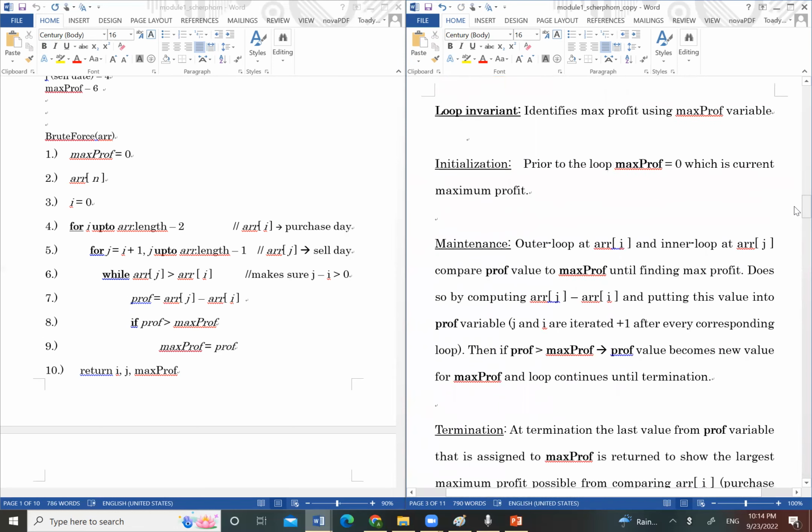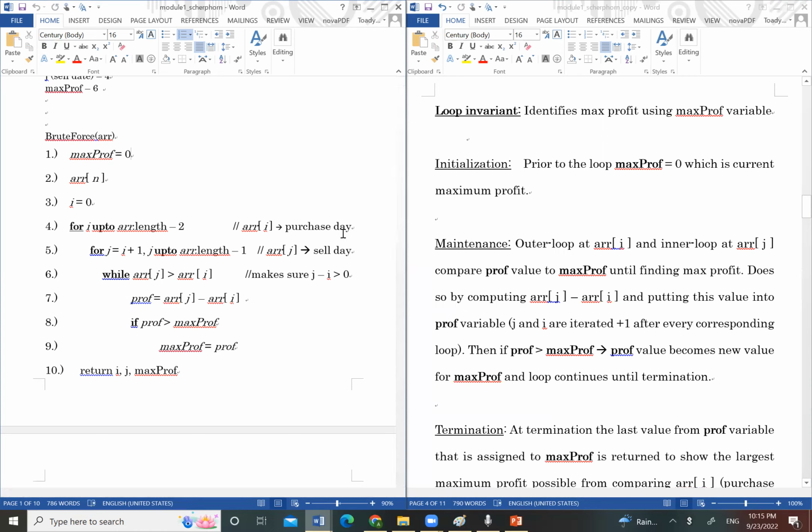So the loop invariant that I decided was: identifies max profit using the max prof variable. At initialization, before the loop begins, prof equals 0, because there is no profit. It hasn't started yet, so you can't make a profit.